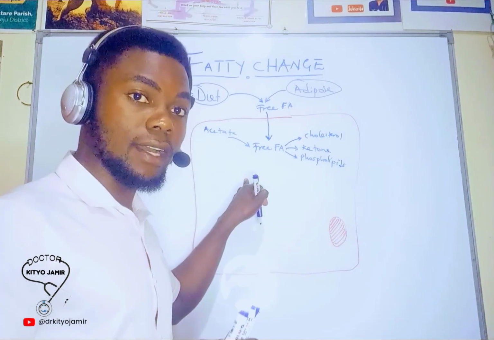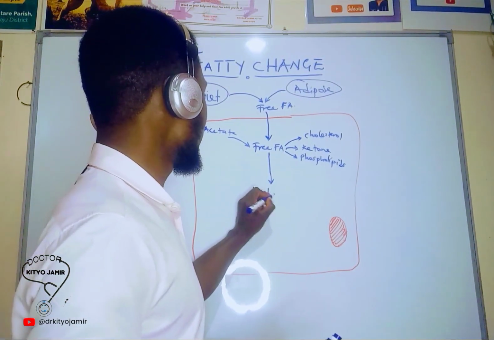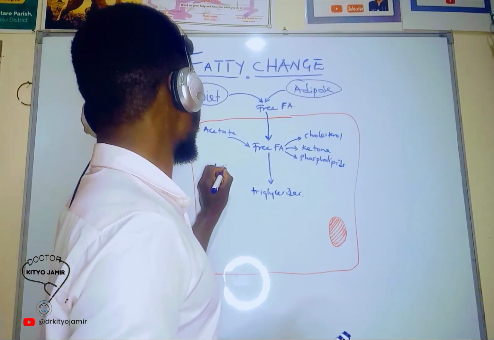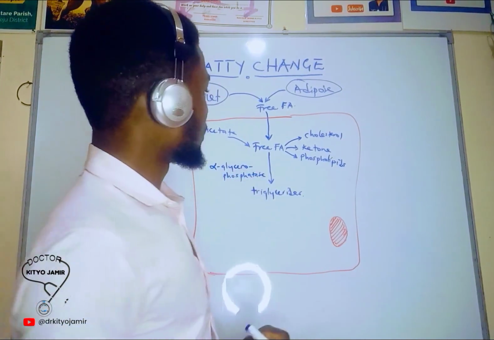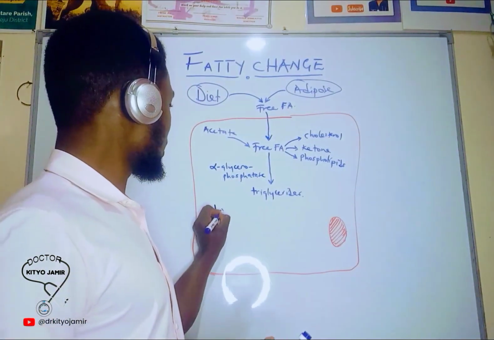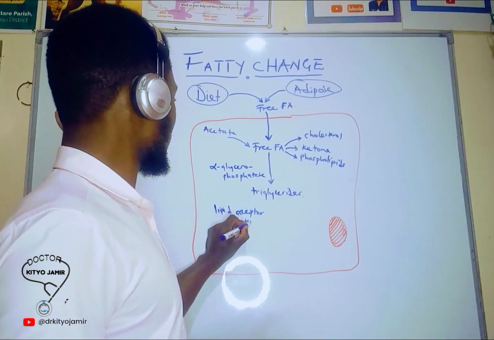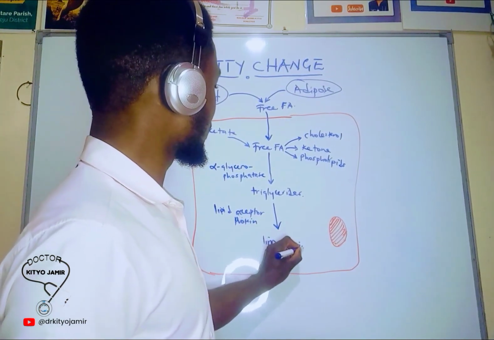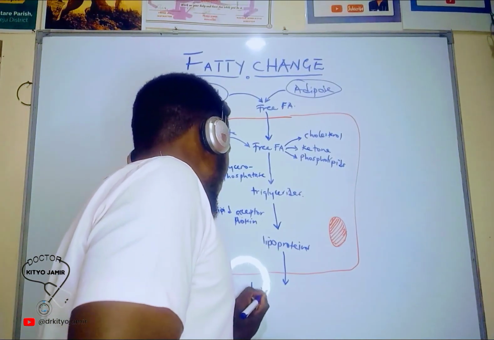What is going to happen to the remaining fat now? The remaining fat here is going to be esterified. So we're going to have an esterification reaction to form triglycerides. The enzyme here is going to be alpha glycerophosphatase. The excess triglycerides formed here are going to be combined with the lipid acceptor proteins. So when I combine my lipid acceptor proteins with the triglycerides, I'm going to form lipoproteins, and these are going to be excreted outside of the liver parenchymal cell as plasma lipoproteins.